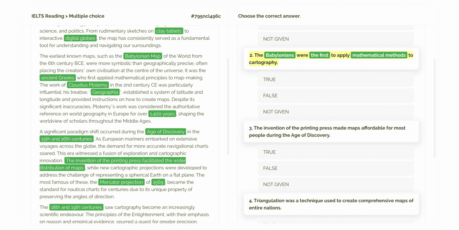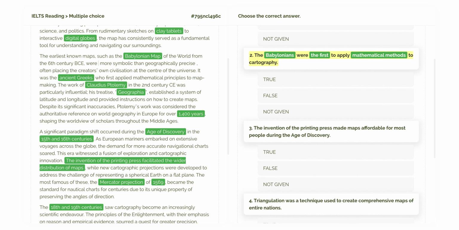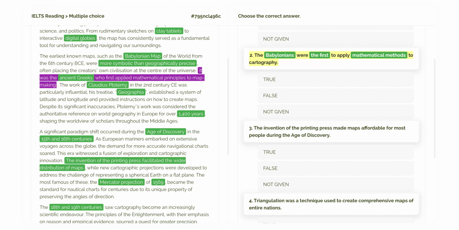True. This option claims the statement is true. However, the text says the Babylonian maps were more symbolic than geographically precise. Then it says it was the ancient Greeks who first applied mathematical principles to map-making. This is a direct contradiction. The Greeks were first, not the Babylonians. This option is incorrect.